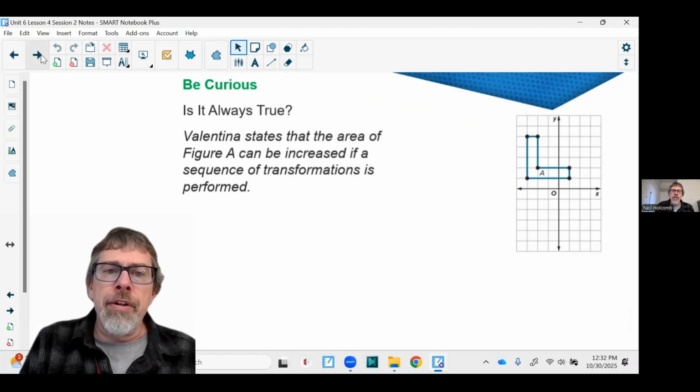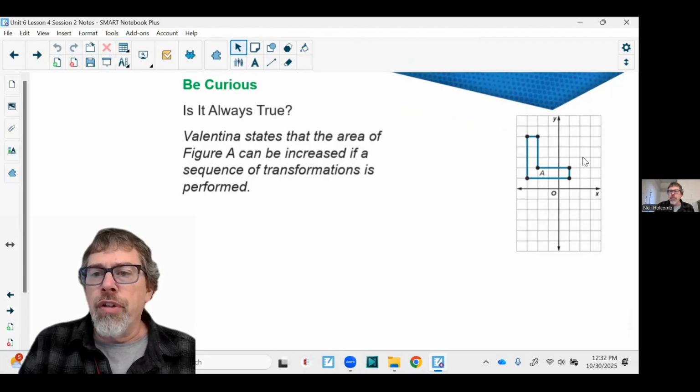Valentina states that the area of figure A can be increased if a sequence of transformations is performed. So in other words, what she is thinking is she could shift this over to the right, rotate it, reflect it, all that, and change the area. And it says, is it always true? No.